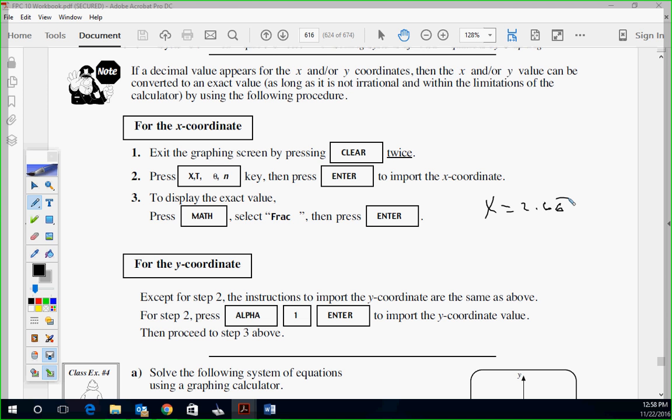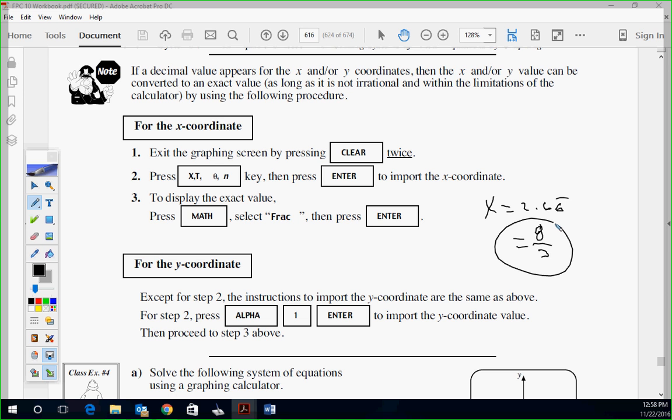So what they're teaching you is that if you get something that's not a nice smooth number for an answer and you want it in fraction form, because your calculator on the graphing method always uses decimals, this helps you change it to a fraction. You hit math, fraction, enter, and it'll change. So this one, 2 2/3, would change to 8/3, which is more acceptable because it's an exact form. What does exact form mean? No rounding. Exactly, exact.